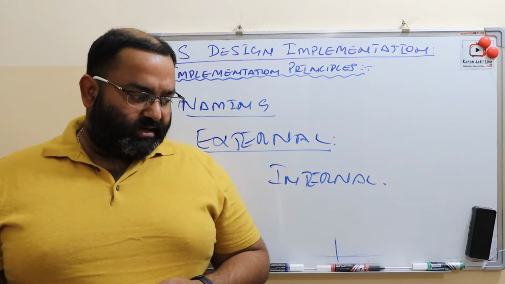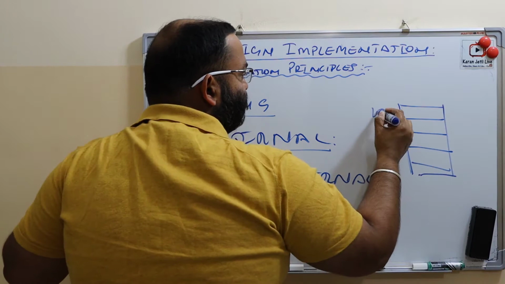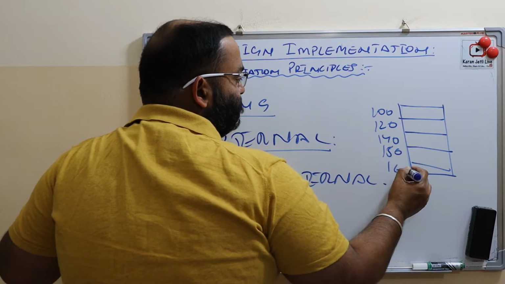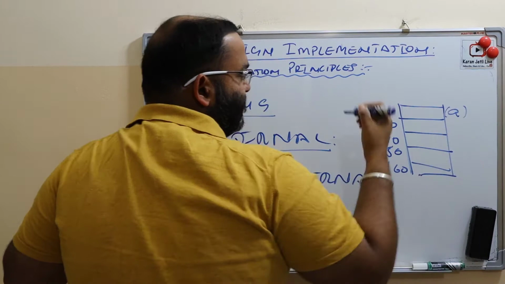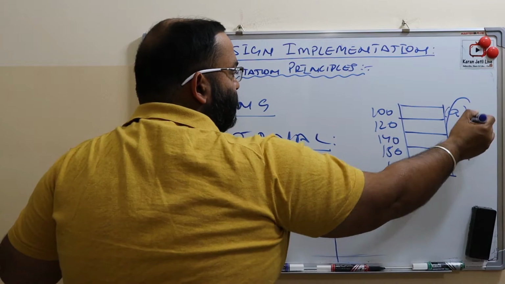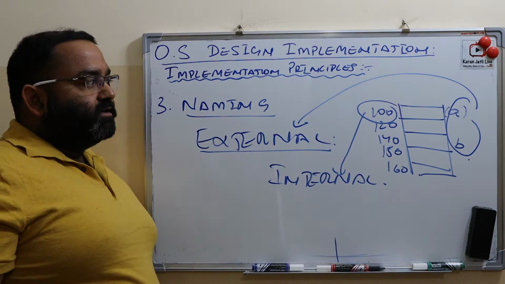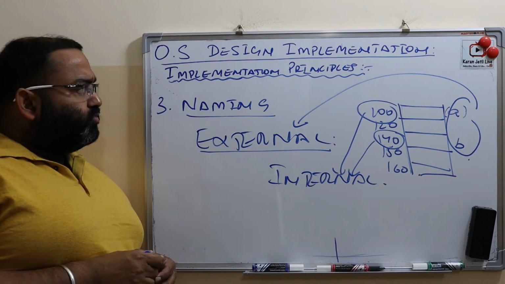For example, in the system, this is our memory, and these are the memory locations: 100, 120, 140, 150, 160. If I give this memory location the name A, and this memory location the name B, what is the external name? External names are the names given by me, A and B. And what is the internal name for A? The internal name for A is 100. The internal name for B is 140, and so on. We call it naming.